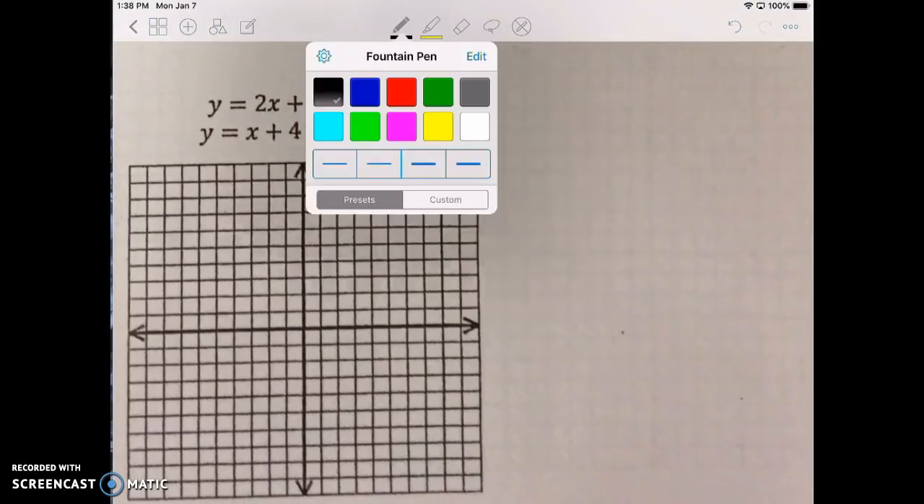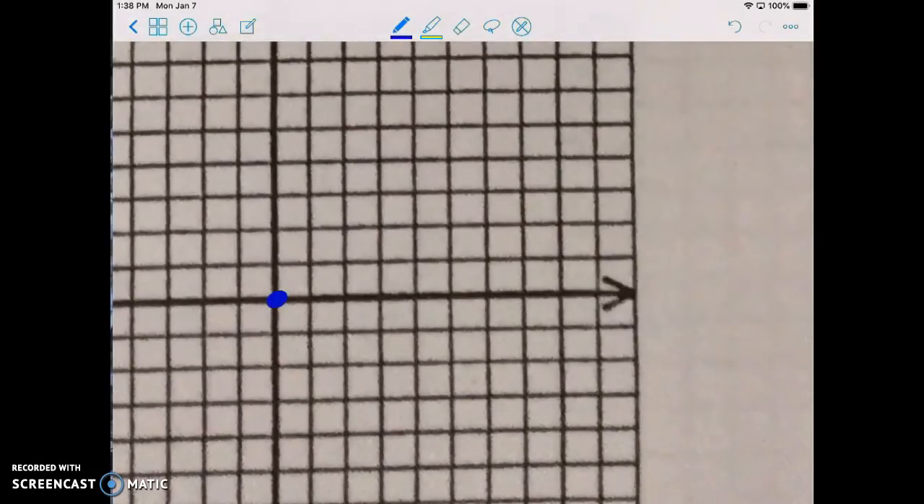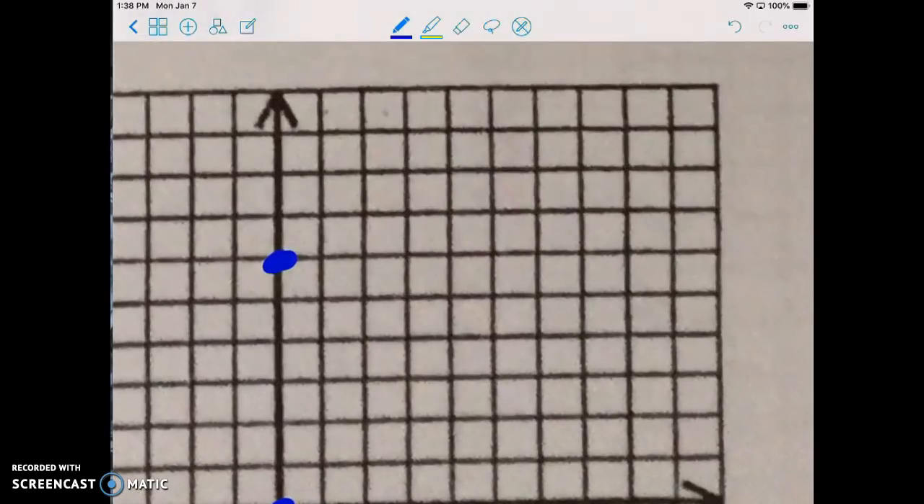y equals 2x, we're going to do that one in blue, plus 6. So we start at y-intercept of 6. So here's your (0, 0). 1, 2, 3, 4, 5, 6, right there. And our next point is 2, 1. So it has a slope of 2, so it's 2 up, 1 over. And if we ran out of space, we could do it opposite. Down 2 and left 1. And now we have our line.